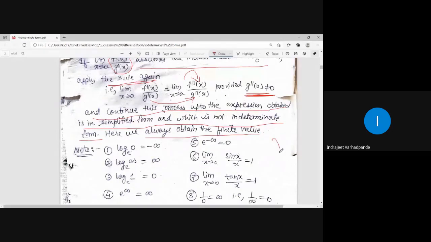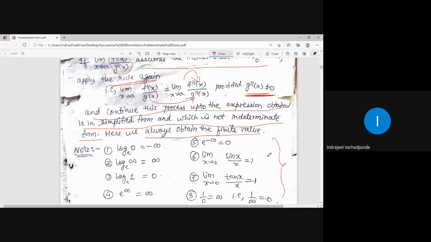These results will surely help us identify the various forms. All different forms are convertible or reducible to 0 by 0. 0 by 0 is the most fundamental form.